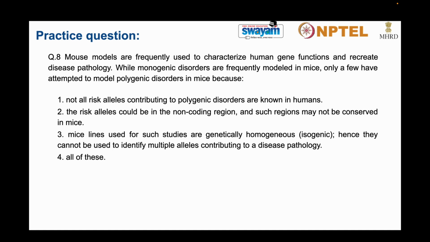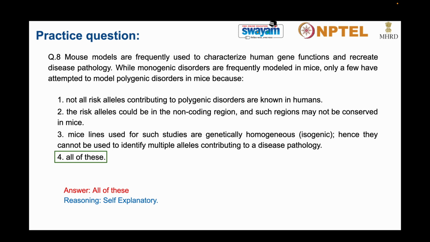Okay, a few students have answered option four, all of these. What about others? Okay, let's see. So yes, option four is correct, that is, all of these, because not all the risk alleles contributing to polygenic disorders are known in humans. First of all, in the Human Genome Project we have sequenced all the genes, but till now we don't have complete information on the function of all the genes. For certain genes, we don't know the functions.